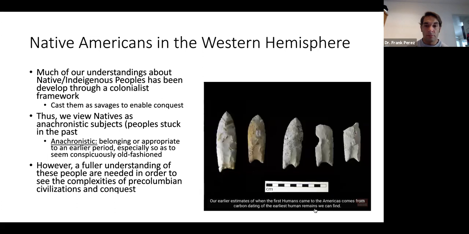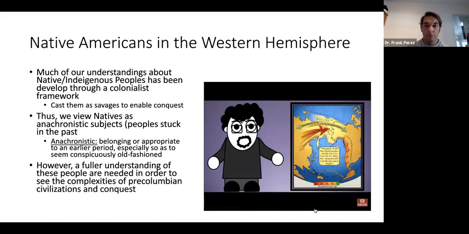Our earlier estimates of when the first humans came to the Americas comes from carbon dating of the earliest human remains we can find. However, doing these tests again, as well as genetics of those living in Siberia, show that the 13,000 year ago estimate might be off by as much as 10,000 years.